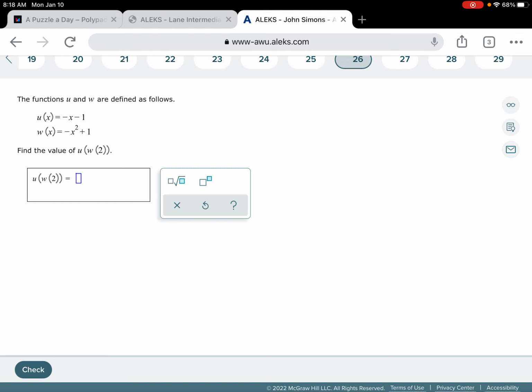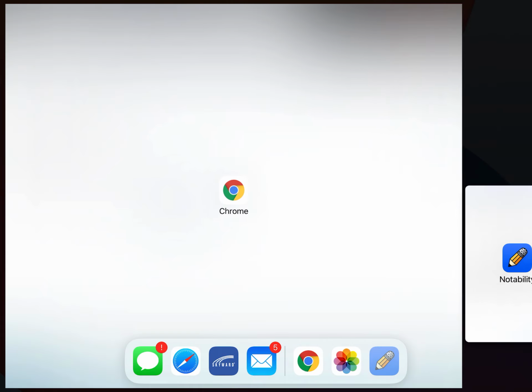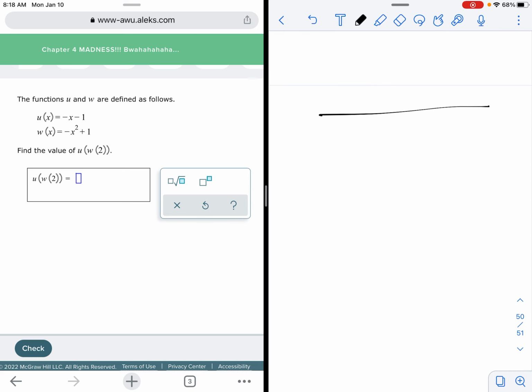All right, now most of us know what functions are. And hopefully you remember that if you have a function, you use a certain kind of notation with it, and you'll write something like this. And this means f of x. It means a function of x.